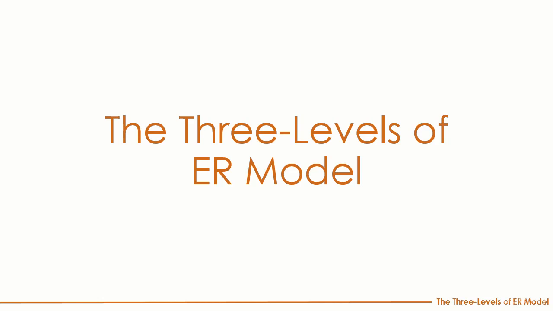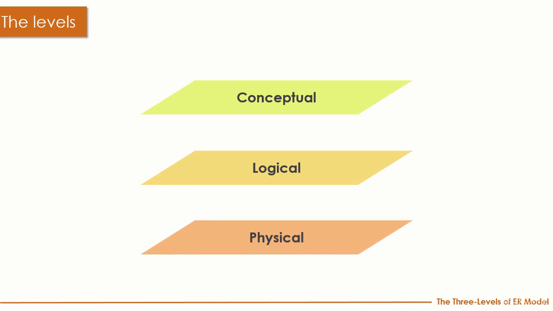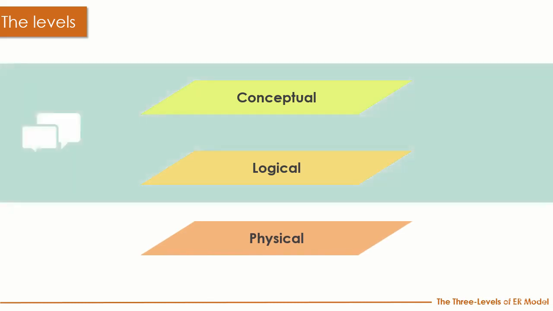The three levels of ER model. We may draw different types of database design diagrams. Basically, we can separate them into three levels. They are conceptual, logical, and physical. The conceptual model and the logical model are not for database generation. They are more for discussions to verify the design and the requirements, while the physical database design is for generating the physical database for the running system.